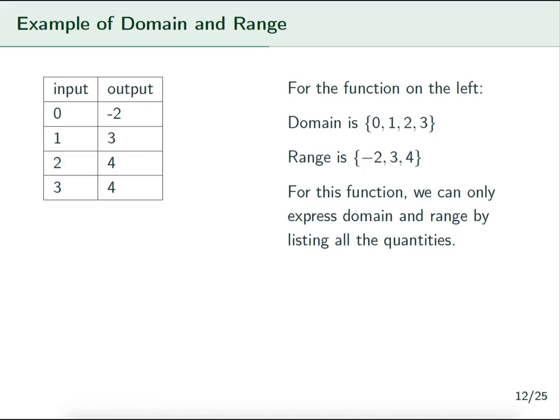So in this example, we have a function given in a table. The input quantities are 0, 1, 2, 3. So here the domain is just 0, 1, 2, 3. And the range is -2, 3, and 4. 4 is repeated. If it's repeated, we need to write it only one time.